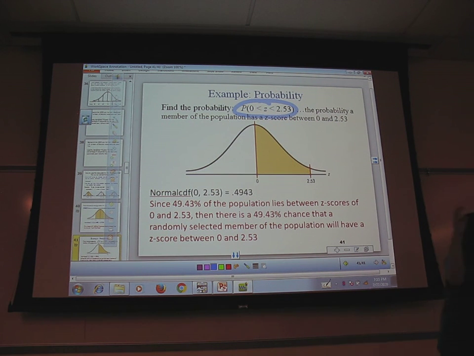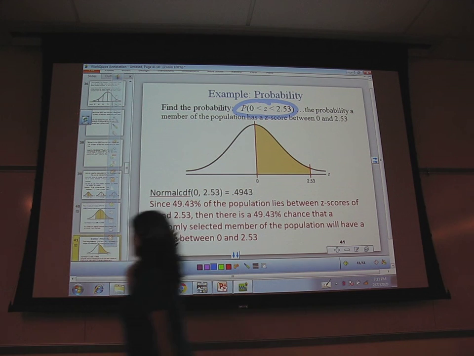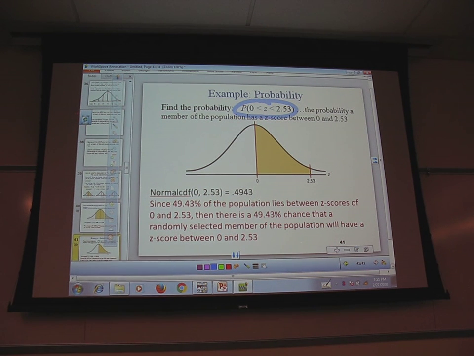So it means that if I randomly pick somebody, there is a 49.43% chance that person has a z-score between those two values. Right? So that's another way of looking at it. A randomly selected member of the population has that percent chance of having a z-score between those two numbers.